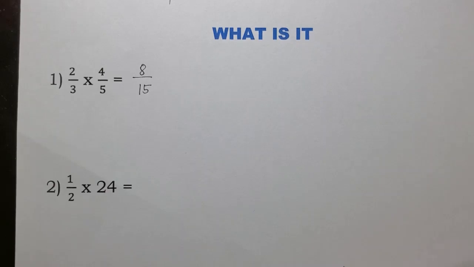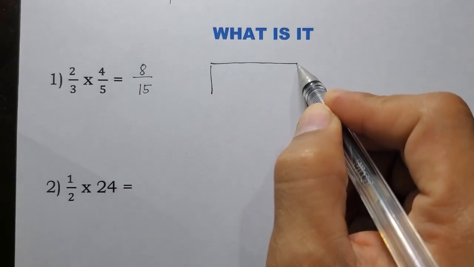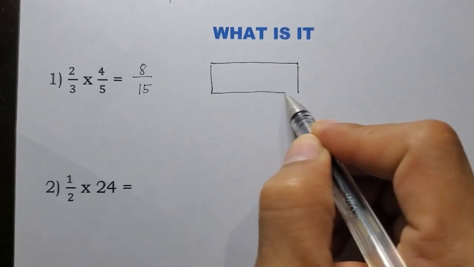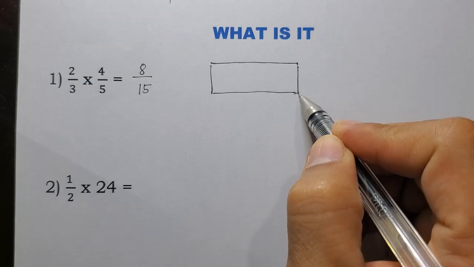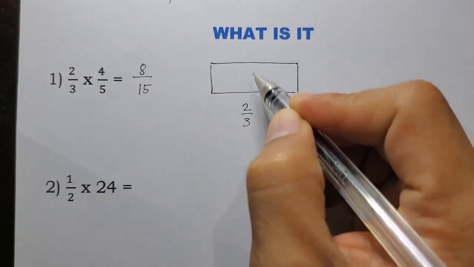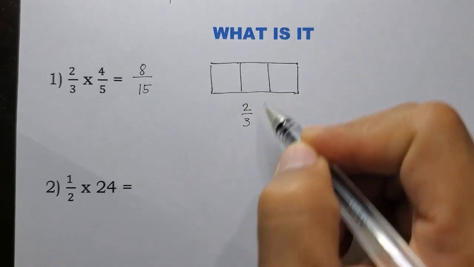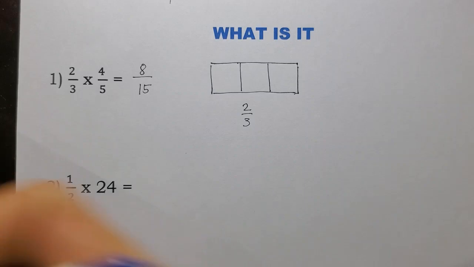Let's verify if our answer is correct using the model. For example, if you have here a rectangular block which would represent your fraction 2/3, all you have to do is divide this into 3 equal parts. And of course, you have to shade 2 parts.